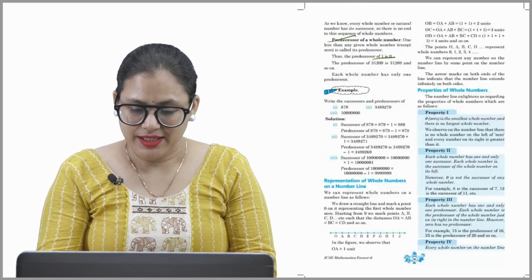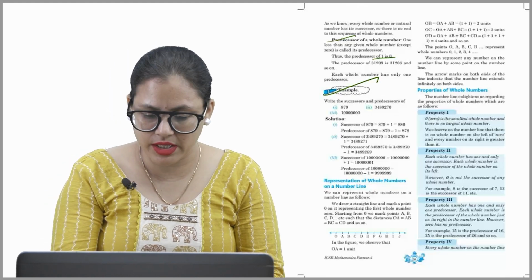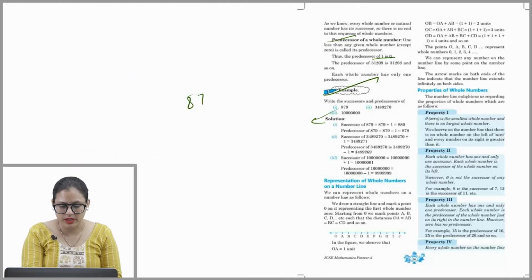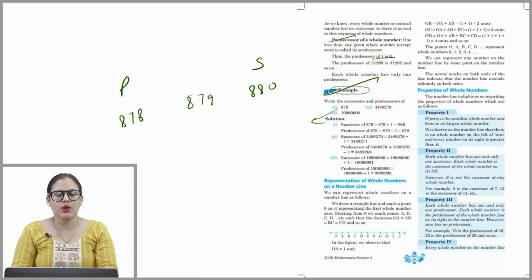Okay. Now let's do an example. We have to find the successor and predecessor of 879. Okay. Successor and predecessor. Successor is 880 and predecessor is 878. Okay. Representation of whole numbers on a number line. We can represent whole numbers on a number line as follows.